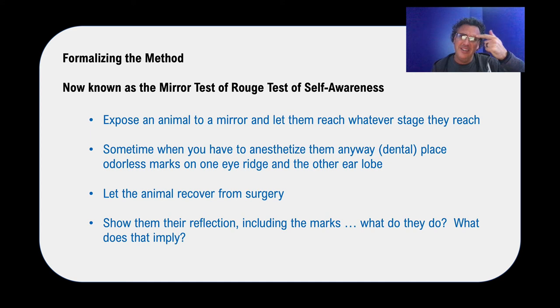And what Gordon Gallup says is, they think there are marks on their face, and they are trying to figure out why there are marks on their face. And in order to think you have a mark on your face, you must have a conception of you. For a chimp to say, I have a mark on my face, it needs to possess self-awareness, a sense of its own being, a sense of its own existence as an individual entity.